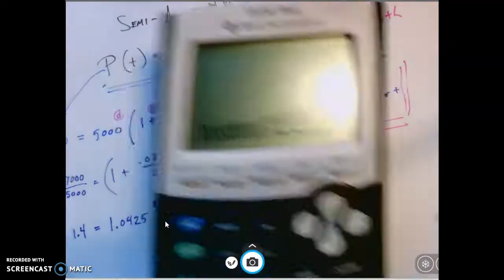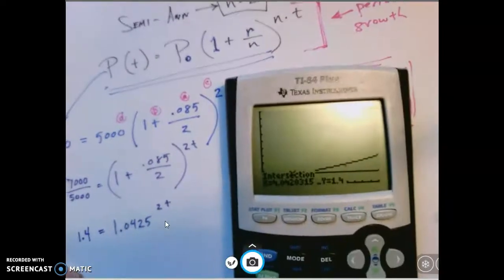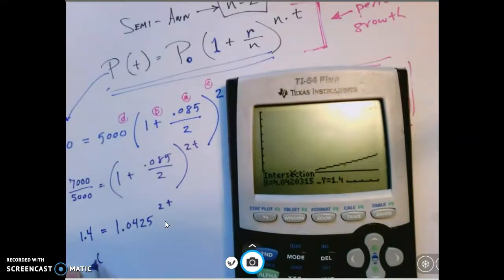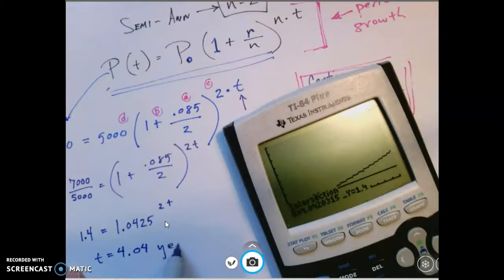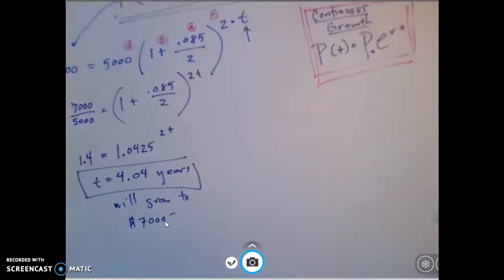And what I find is, at t equals 4.04 years, this will grow to $7,000. All right, which makes sense. We're talking about $5,000 at 8.5% going to 7,000 in about 4 years. Now that's how we did it on a graph.